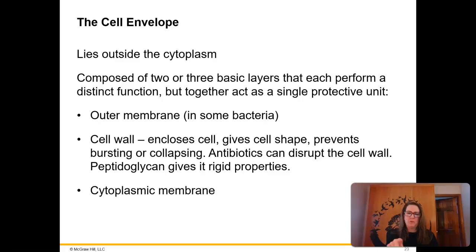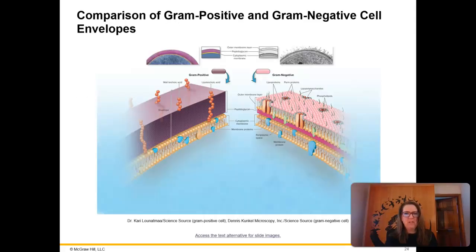So you have your cytoplasmic membrane, and then we have the cell wall. So that's all the way to the inside. Well, let's take a look at our last topic today, the comparison of gram-positive and gram-negative envelopes. So the envelope, again, is these three parts, or these three features of the cell. And we can break down our domain bacteria by how they react to the gram stain.